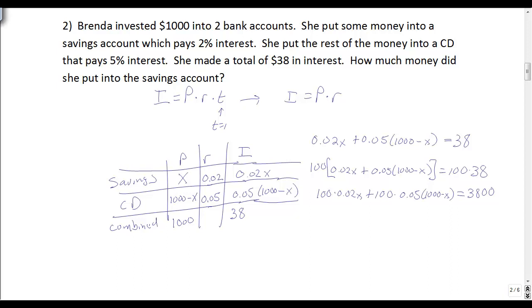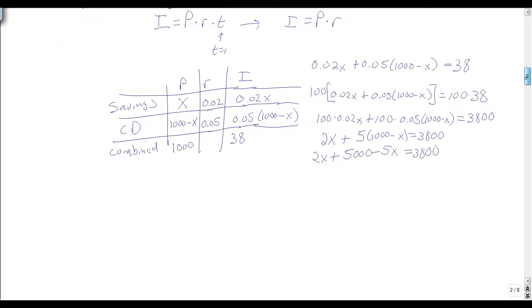Okay, now 100 times 0.02 is 2, and I have the x. And then 100 times 0.05 is 5, and then I have the 1,000 minus x. So that equals 3,800. Now I have to distribute this 5 so I can simplify the left-hand side. 5 times 1,000 is 5,000, minus 5 times x is 5x. Now I'm going to combine my x terms on the left-hand side. So 2x minus 5x is negative 3x, plus 5,000 equals 3,800. And then I'm going to subtract the 5,000 from both sides.